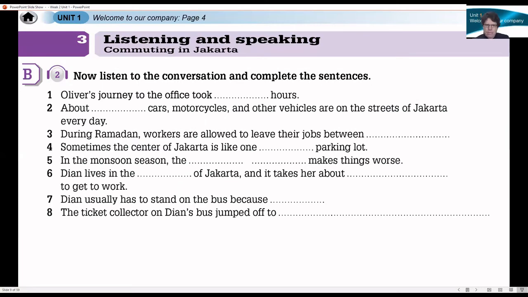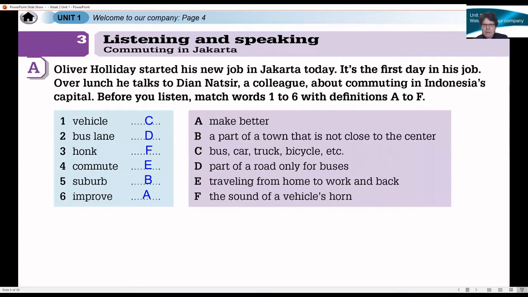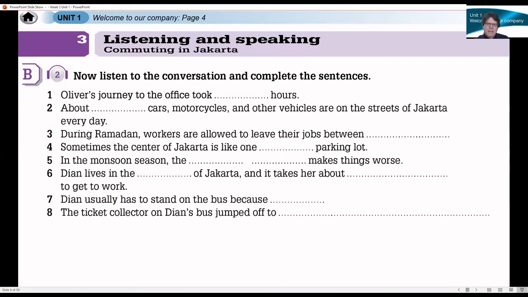So this is based on this. Remember, he's talking about the traffic and commuting in Jakarta to a colleague at work. You had to understand what these words meant before you listened. So listen and fill in the blanks. I'm going to put the volume up.